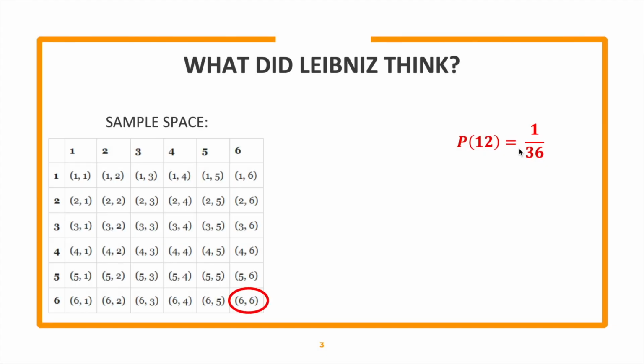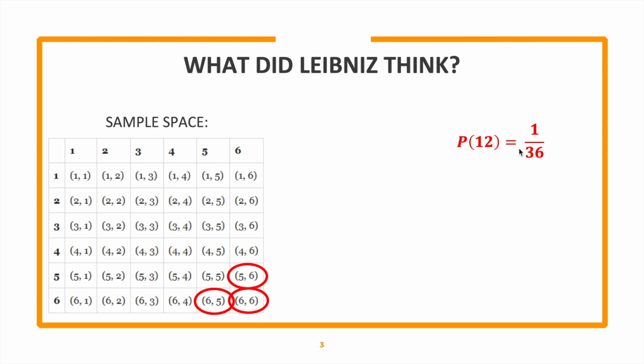Now I'm going to explain how I think Leibniz came to this wrong conclusion. You can see on the left the sample space. We have 36 possible outcomes, and only one of them gives us 12. That is when we get 6 on both dice. So before moving on to 5 and 6, I should mention that using these facts, we can find the probability of 12. That would be 1 divided by 36, which is the number of total outcomes.